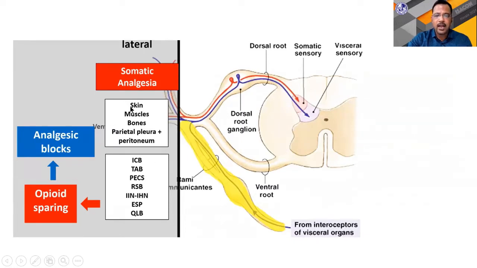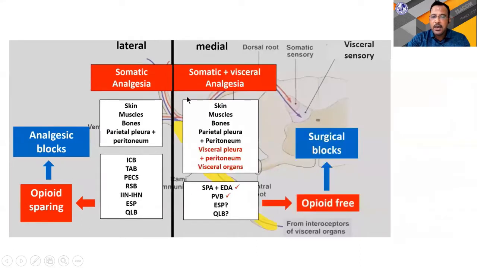So it gives analgesia for the skin, the muscle, the bone, the parietal pleura and peritoneum if you are doing abdominal interfascial plane blocks, and these provide only analgesia. But if you are blocking medial to it, you get a surgical block and you also get visceral analgesia. This is where the epidural and paravertebral work, and erector spinae and quadratus lumborum blocks might work. So it's a controversy, but it may work or it might not work.